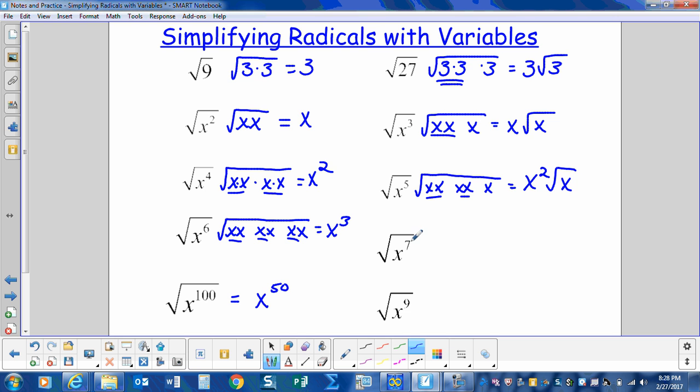X to the seventh, well, instead of writing it out, can I just divide this by 2? 7 divided by 2 is 3 with 1 left over. The square root of x to the ninth: 9 divided by 2 is 4 with 1 left over. So to determine the number of pairs, we divide by 2. And if the exponent is even, there's nothing left under the radicand. But if the exponent is odd, then there's one left under the radicand.